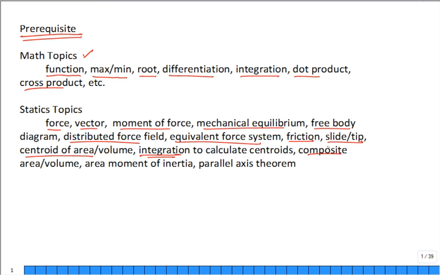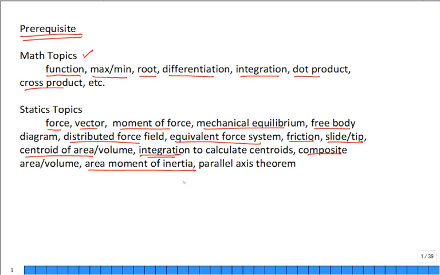Yes? Are we really going to calculate centroids? Yes. Absolutely, positively, yes. Go back and review. Be able to do it.